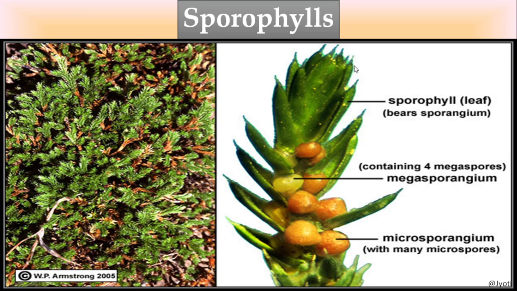So this is the structure of a strobilus or cone, which is found in some cases, and these are the sporophylls. The leaves are small and they contain the sporangium. Here you can see two types of sporangium. But in fern, what we have seen, there is no such division of sporangium, only one type of sporangium is there.